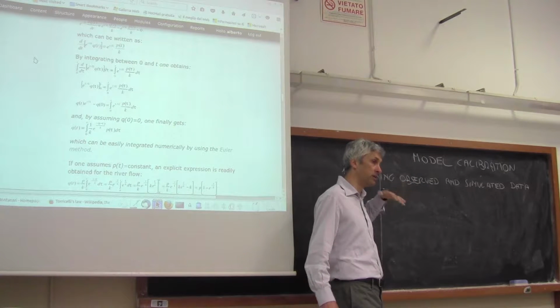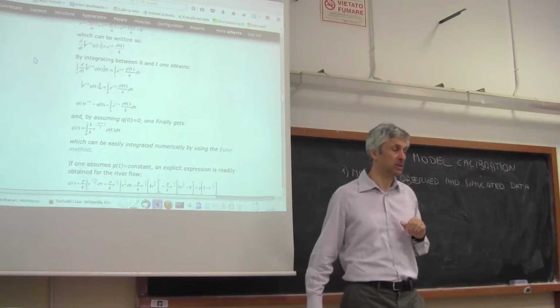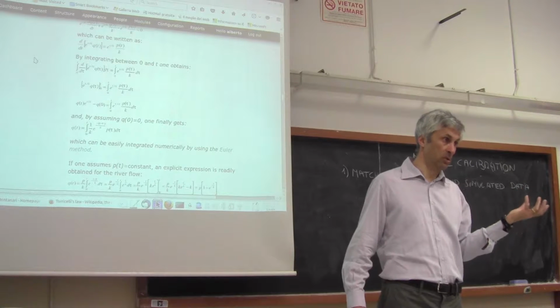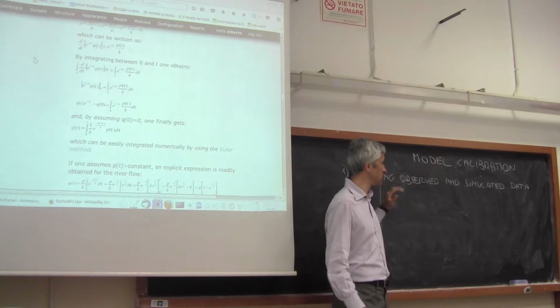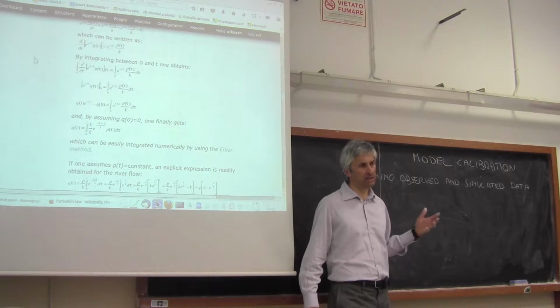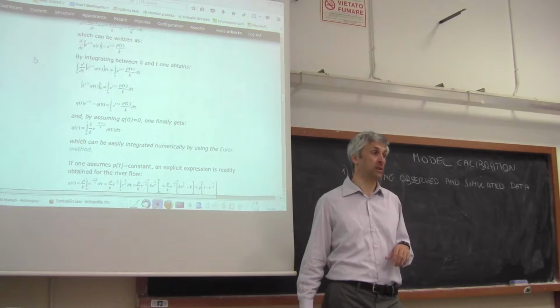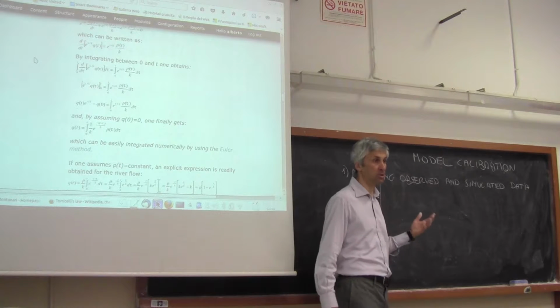Basically, I compare the model with the observations, and I estimate the parameters by optimizing the model performances in reproducing these observations. So this is the ideal situation. And this is, as I said, what happens in 95% of the cases. But in some cases, we don't have the observations. So there are alternative ways of calibrating models.